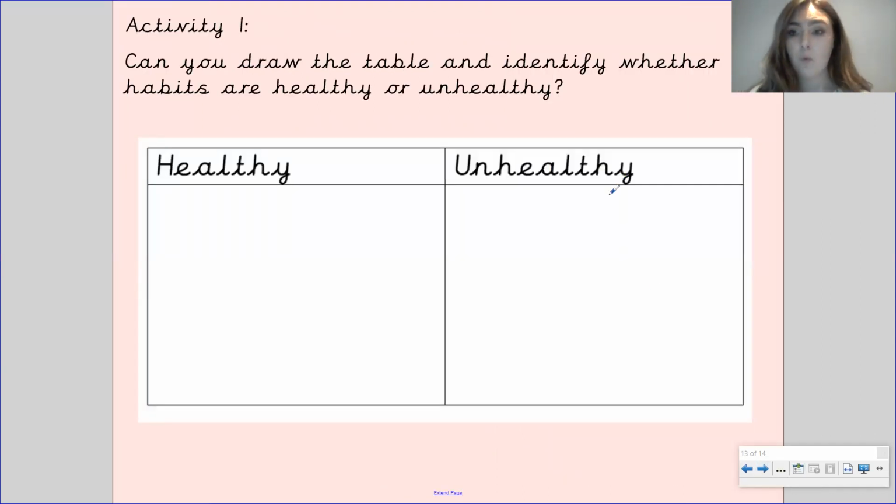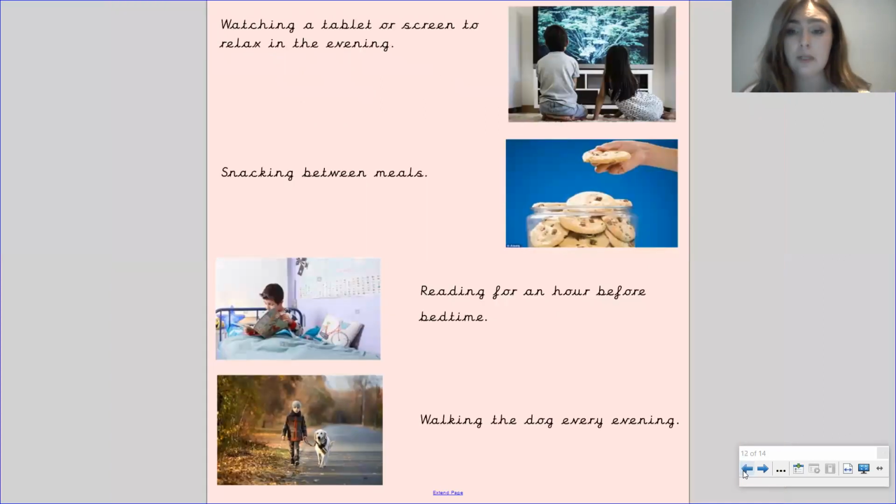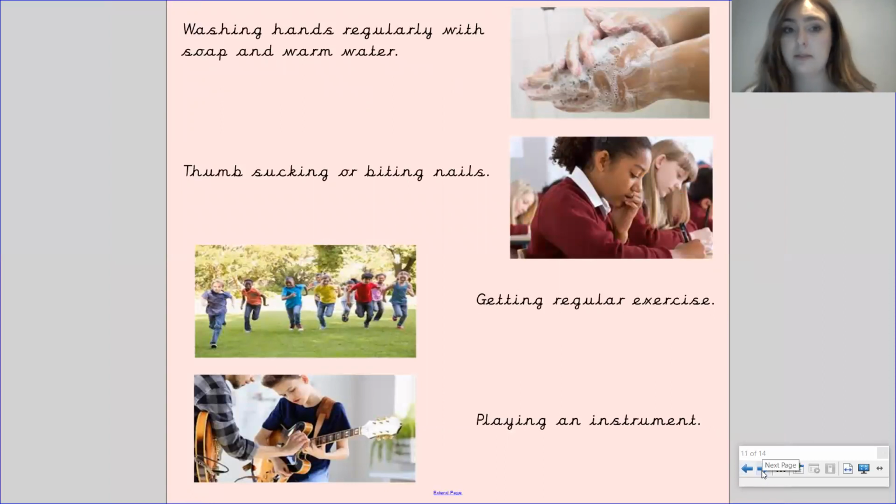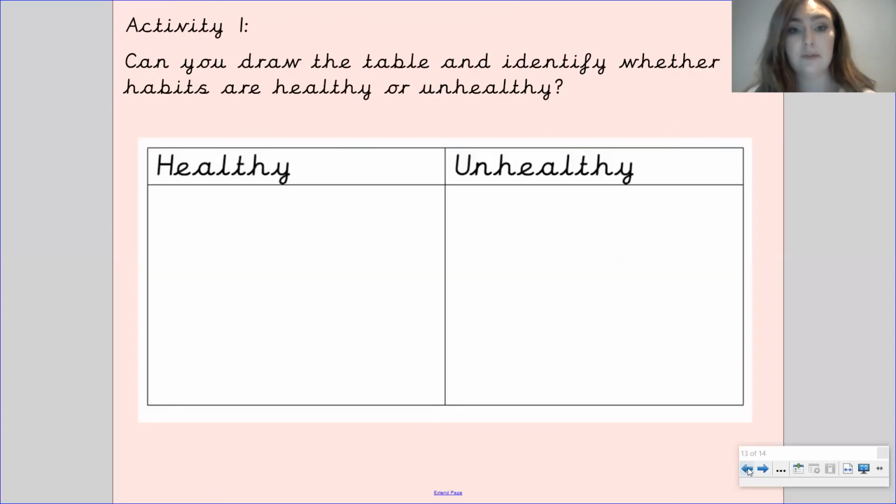So activity number 1, there are 3 activities for you to choose from. Please pick the one that you want to do. Make sure it's appropriate for you though. So activity number 1, you need to draw the table and identify whether the habits are healthy or unhealthy. So on an A4 piece of paper, turn it landscape, fold it in half, then draw a line down the middle, write healthy on one side, unhealthy on the other. And then you need to go back through these cards here to sort them into healthy or unhealthy habits. That is activity number 1.